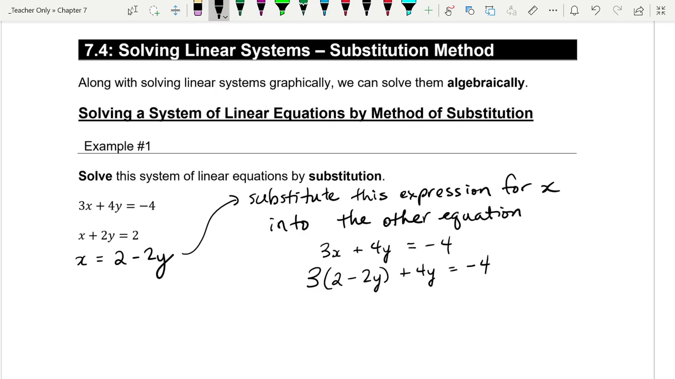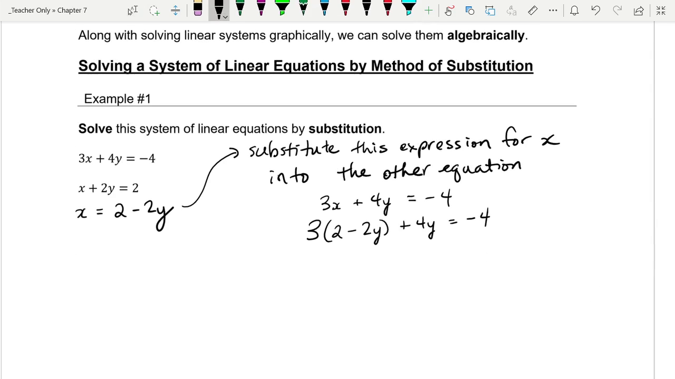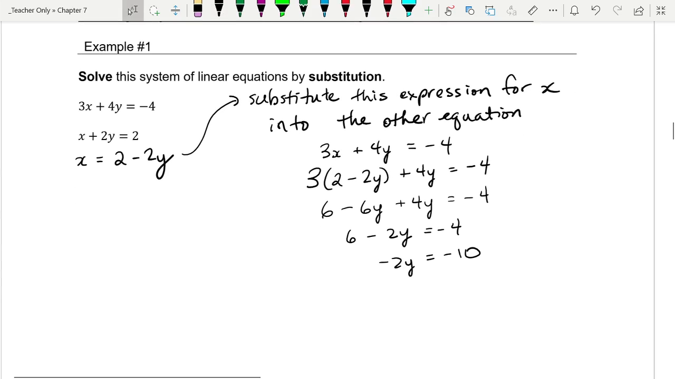Now that's basic grade 9 algebra, right? You have to deal with the distributive property, collect like terms, all that kind of stuff. So step 1, we do the distributive property. 3 times 2 is 6. 3 times negative 2y is negative 6y. I'll collect my like terms. Negative 6y's plus 4y's is negative 2y's. I'll minus 6 from both sides of the equation, giving me negative 10. And I'll divide both sides of the equation by negative 2 for my final step. y is 5. So there we go, y is equal to 5.